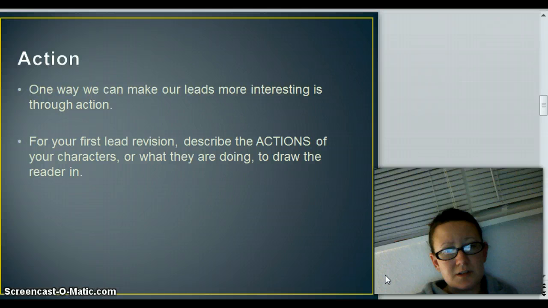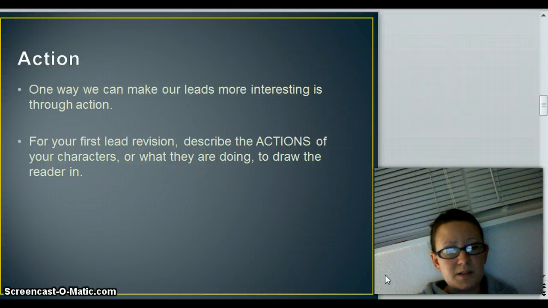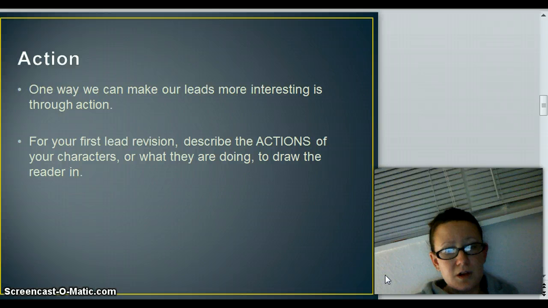When we use action to make our leads more exciting, we're explaining what the characters are doing. So for your first revision, you're going to do 3. You have your original in your narrative. You're going to revise through action, reaction, and dialogue. When you turn in your revisions to me on Thursday with the checklist, I'm going to see all 3 revisions, but the one you want to use stapled to the front. The first thing you're going to do is revise your original using action.